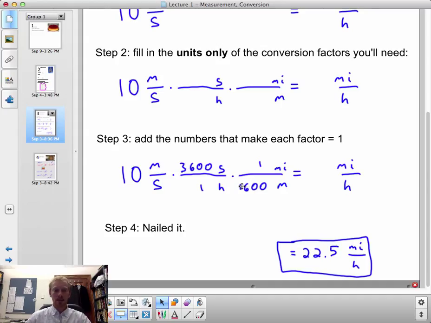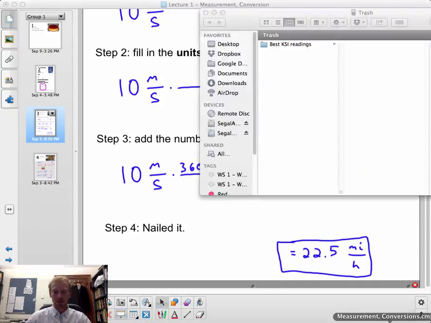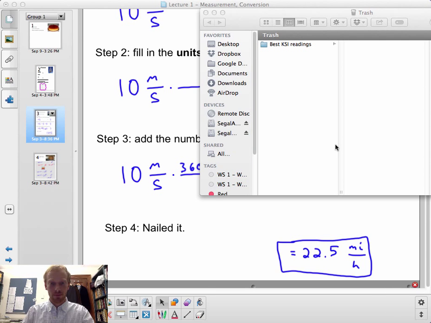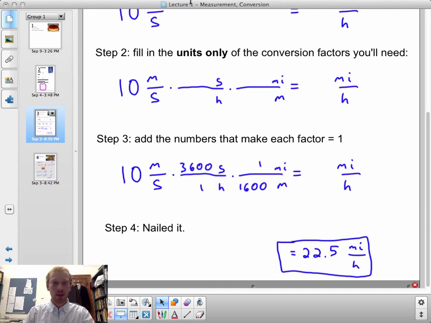But look what happens. It's not just that the numbers happen to work. The meters really do cancel. Oh, gotta pause the video. Okay, I'm back. So the meters actually did cancel. Meters in a numerator, meters in a denominator. Cross them out, and only the miles is left. Seconds in the numerator, seconds in the denominator. Cross them out, and only hours is left in the denominator.